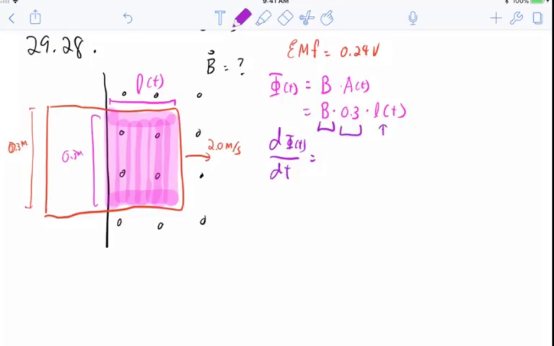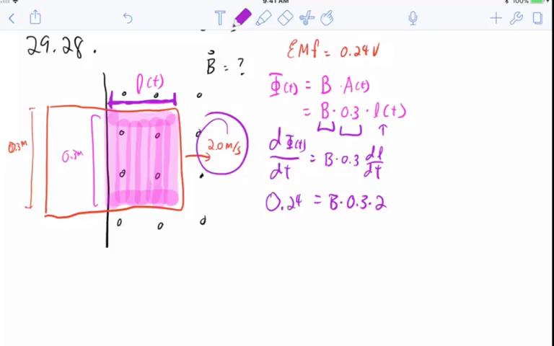So according to the constant multiple rule in calculus, we get dL by dt. It's the speed that this side is increasing. How fast is this side increasing? It's increasing at 2 meters per second. B times 0.3 times 2. So the EMF is 0.24 volts.